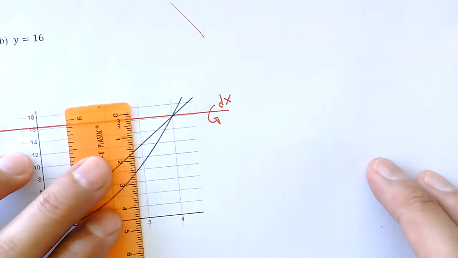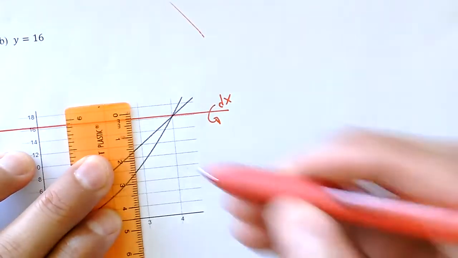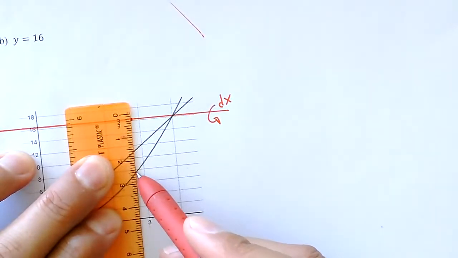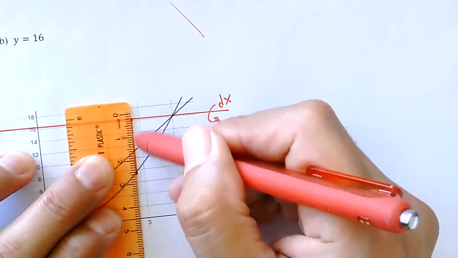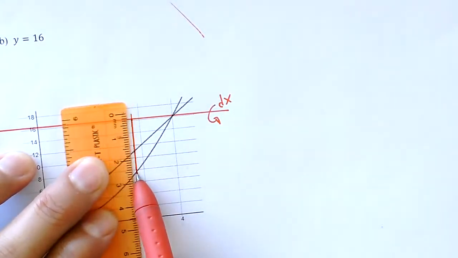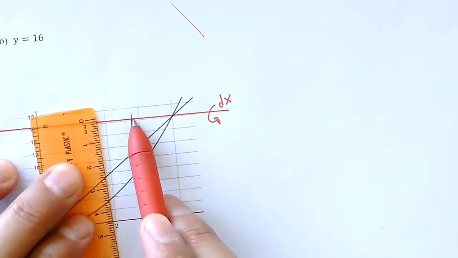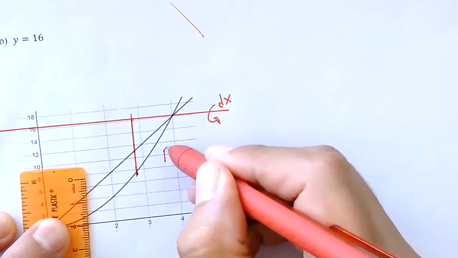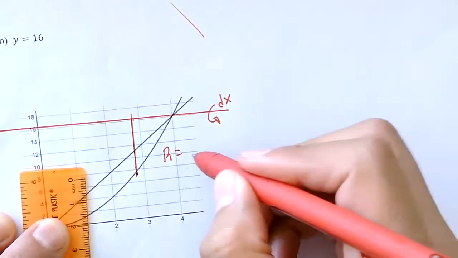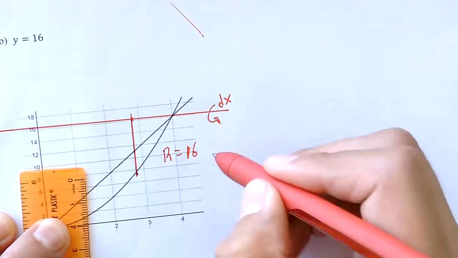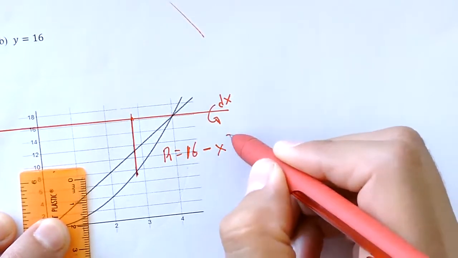Big R is the distance from the axis of revolution to the outside curve. So I'm going to go to here. This is big R. And to figure out big R, I have to do the top minus the bottom. The top was 16. Remember, that was the axis up there. Minus the curve.